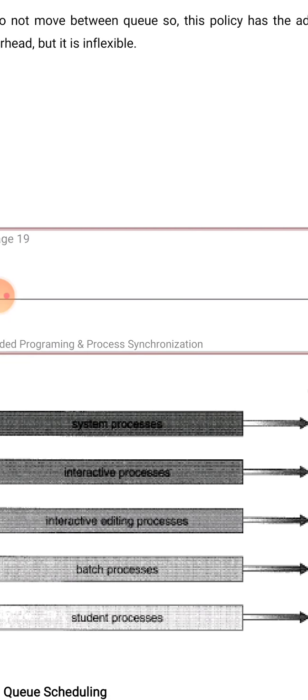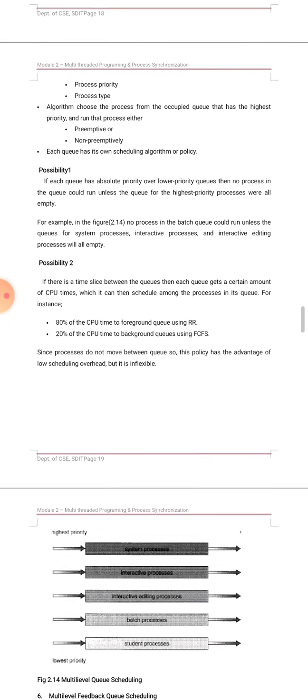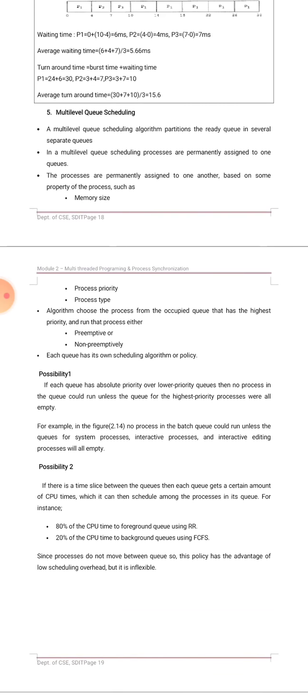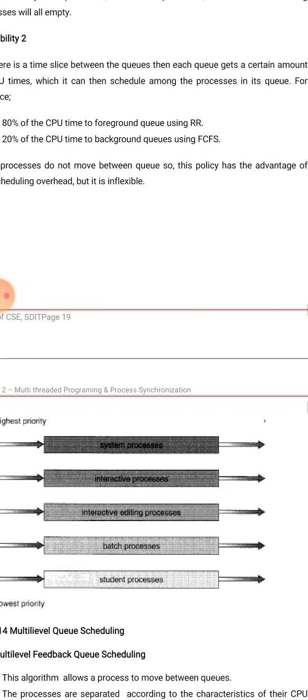You have to draw this diagram. What you are saying here is that the ready queue is partitioned into several separate queues. So what are the separate queues here? One queue has system related processes, the next has interactive processes, the next interactive editing, and the next has batch processes. Batch is nothing but n number of jobs that can be given together as a group and executed. The next queue has student related processes.